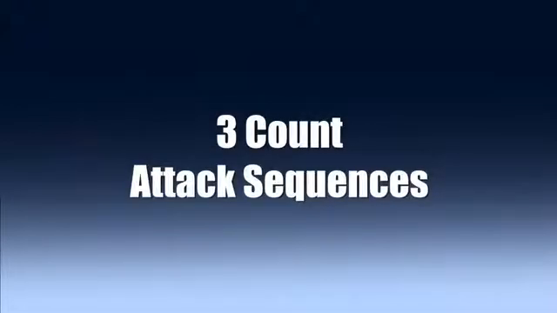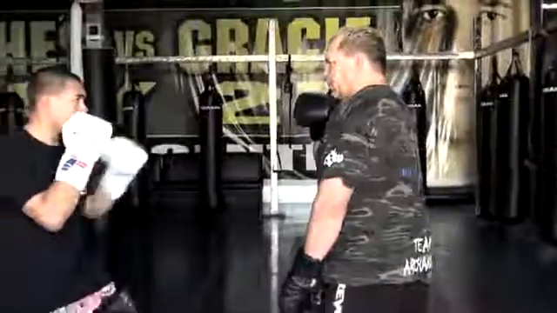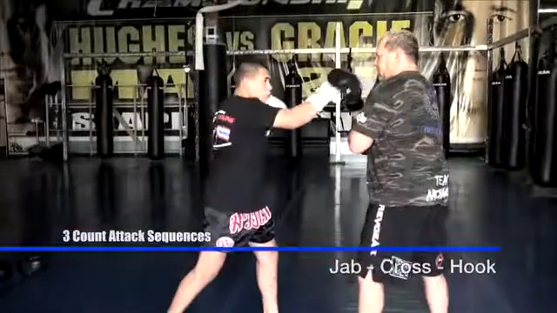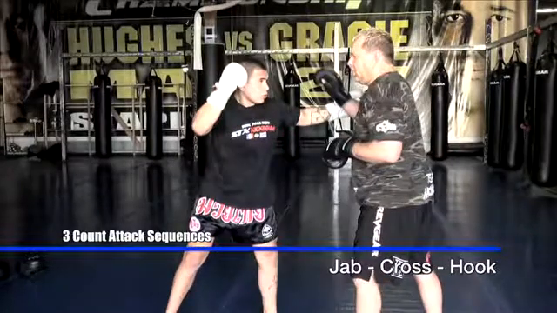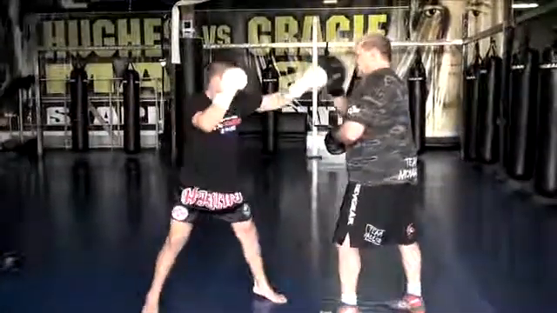These are called the 3-count sequences, punch sequences. You're going to start with a jab, cross, hook. Jab, cross, hook. Number 2 is double jab, cross. Double jab, cross. Again.